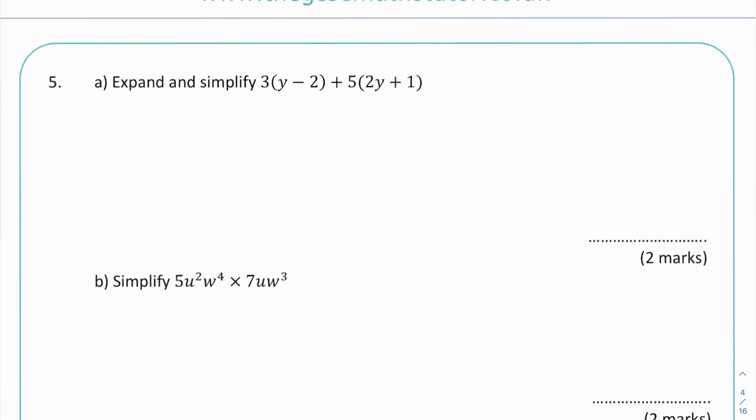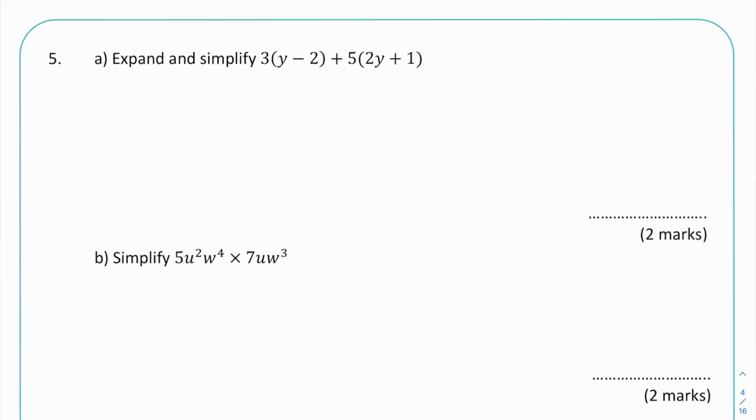So expand and simplify 2 sets of brackets. So the first bracket here wants us to multiply those by 3. So 3 times y would give us 3y. 3 times negative 2 gives us negative 6. On to the next bracket, we have positive 5 times 2y. Well, that'll be positive 10y, and then we have positive 5 multiplied by positive 1, and that is positive 5.